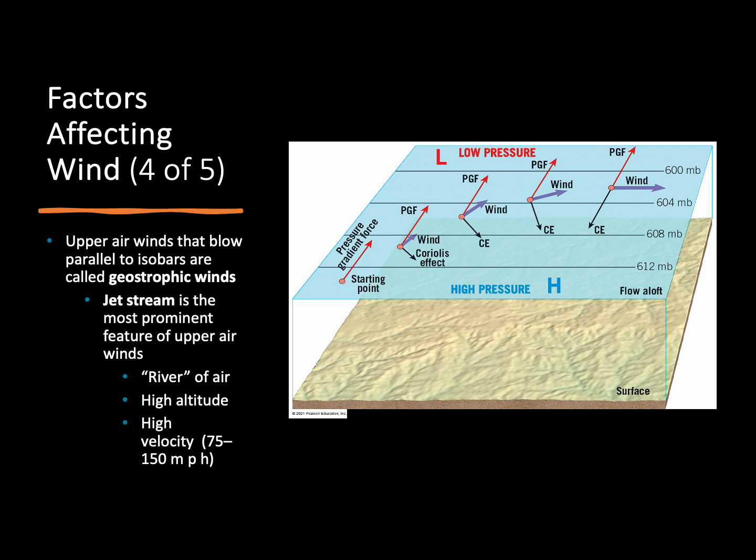Within the jet stream, we have huge air masses that are moving around at really high altitudes at really fast velocities. So this river, this stream of air moving in our upper atmosphere, is moving anywhere between 75 to 150 miles per hour.